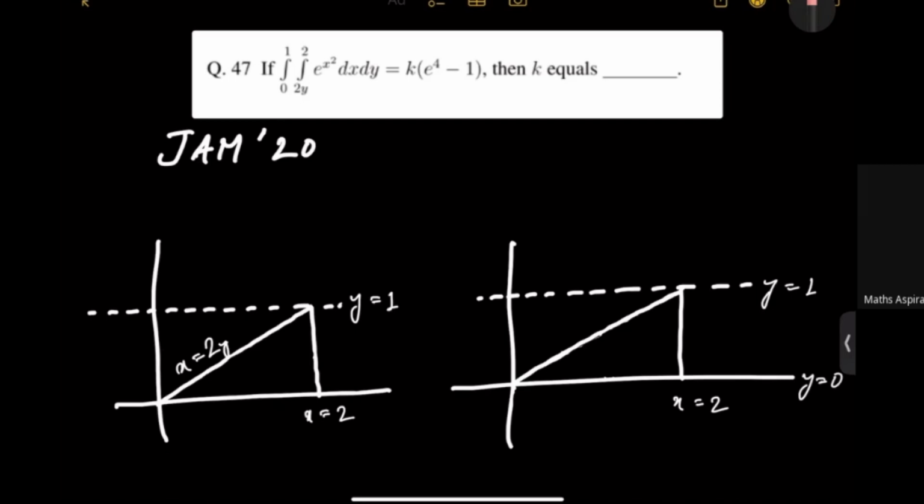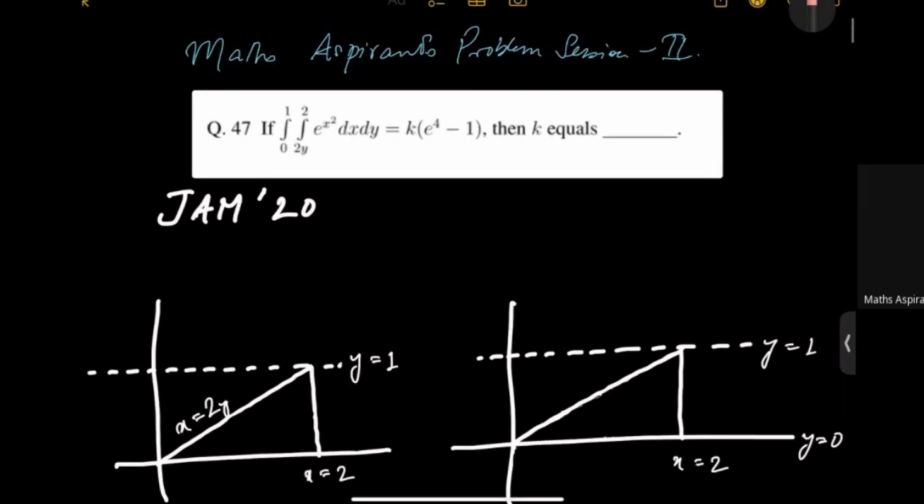The first problem is this one. Double integral e to the power x squared dx dy. The limits are this, equal to k times e to the power 4 minus 1. Then what is the value of k? That is what we are asked.